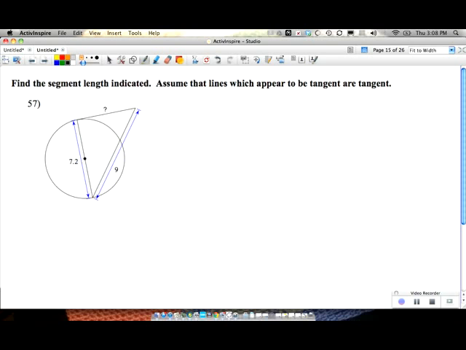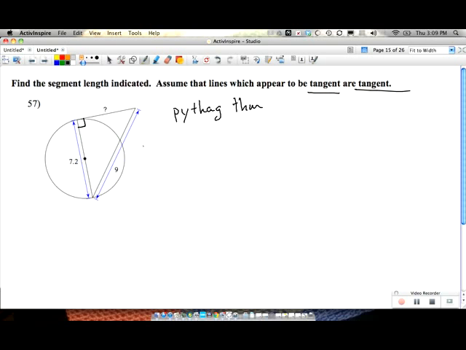Assume that lines which appear to be tangent are tangent. One thing we need to know about tangent lines, they make right angles. They are perpendicular to a radius. So when I look at this triangle, I actually see a right triangle. And if I see a right triangle, that means I could do the Pythagorean theorem. It's a relationship that comes with every right triangle.